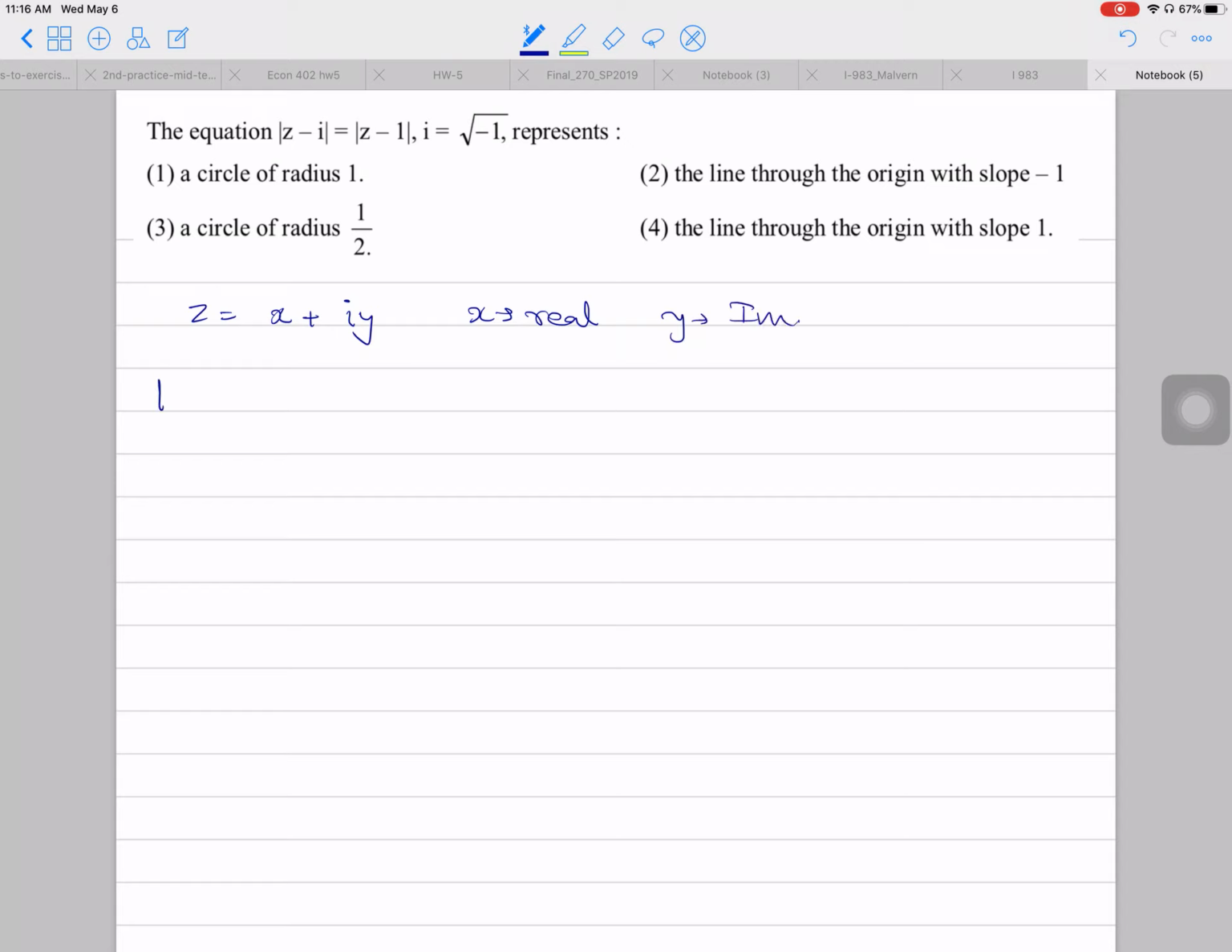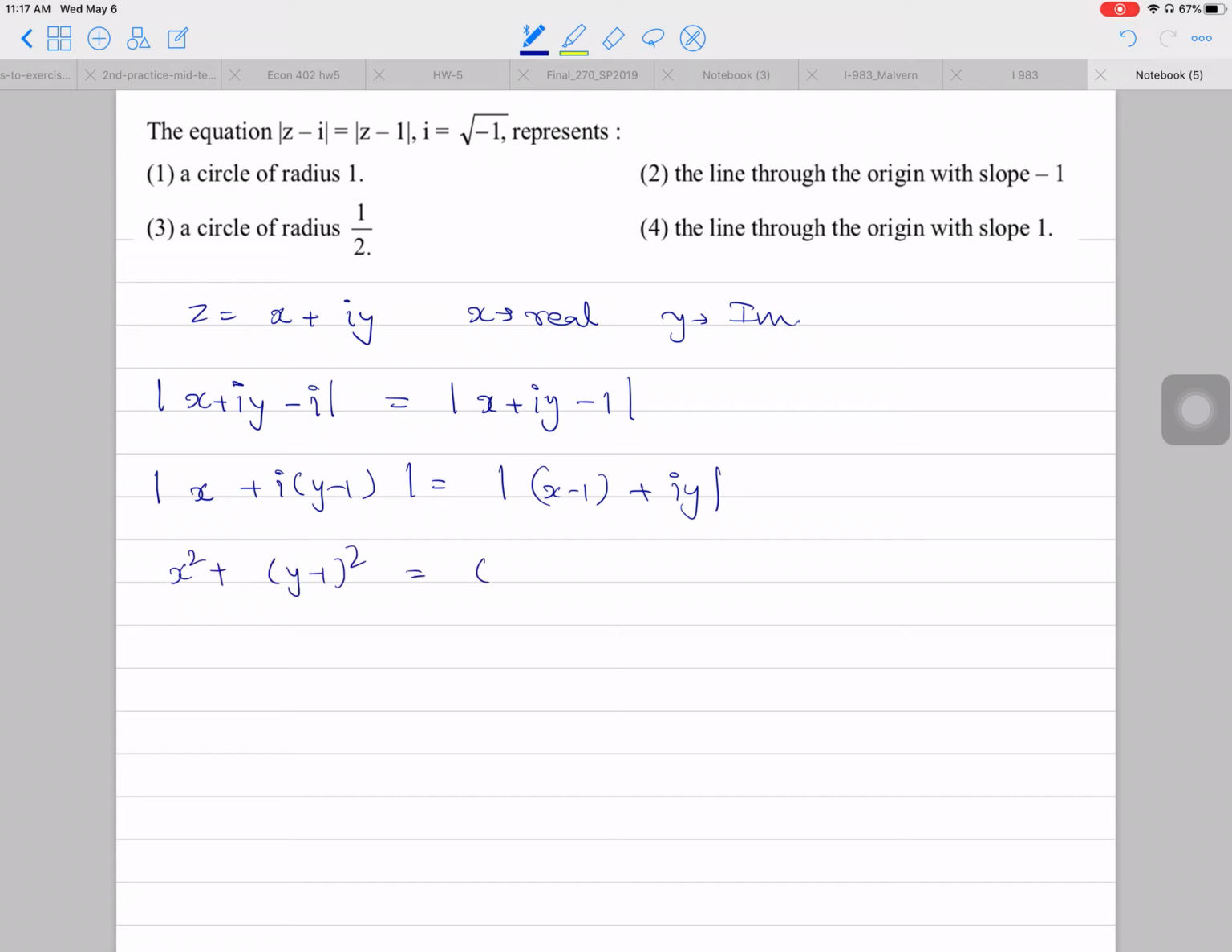So then it becomes modulus of x plus iy minus i is equal to the modulus of x plus iy minus 1. So this is x plus i times (y minus 1) and (x minus 1) plus i times y. And the modulus opens up as the square root of x squared plus y squared. So here it is x squared plus (y minus 1) squared equals (x minus 1) squared plus y squared.